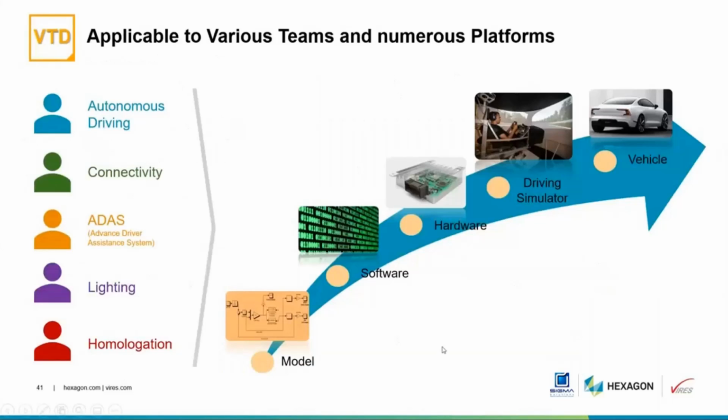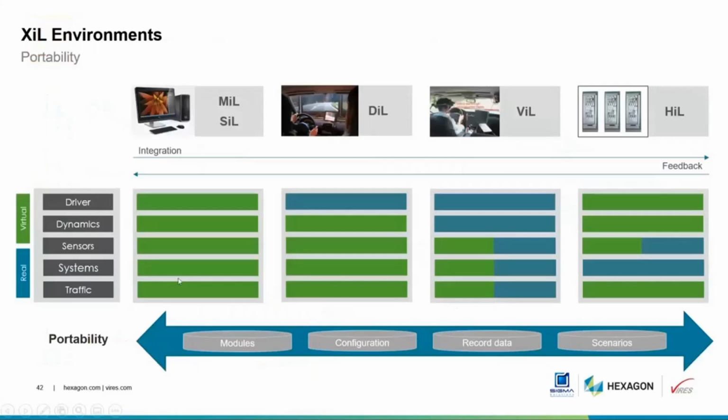So you can use the VTD for the different phases or the multiple teams. You can use VTD for autonomous driving or for V2X and ADAS, lighting, homologation. And at the same time, you can use VTD for MATLAB or software in the loop or SIL or virtual ECUs. You can use it for SIL and hardware in the loop, driving simulator, and you can use it in the vehicle in the loop also. Okay, so this is how you can think of it.